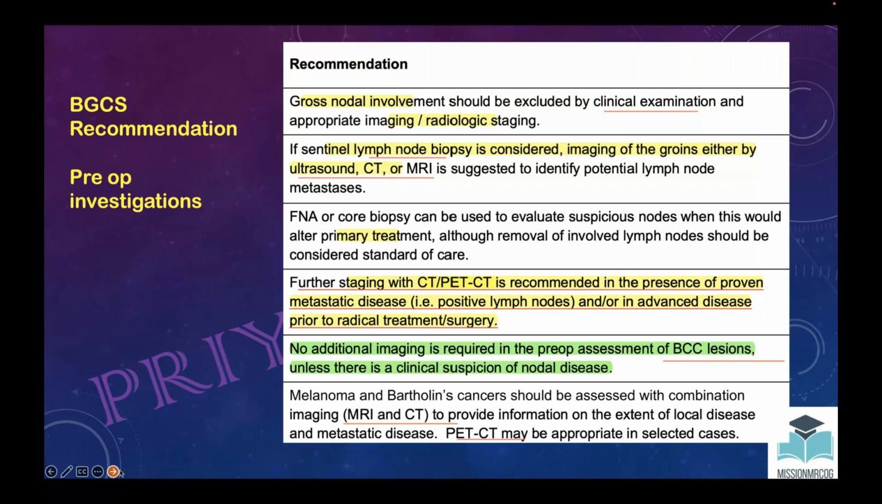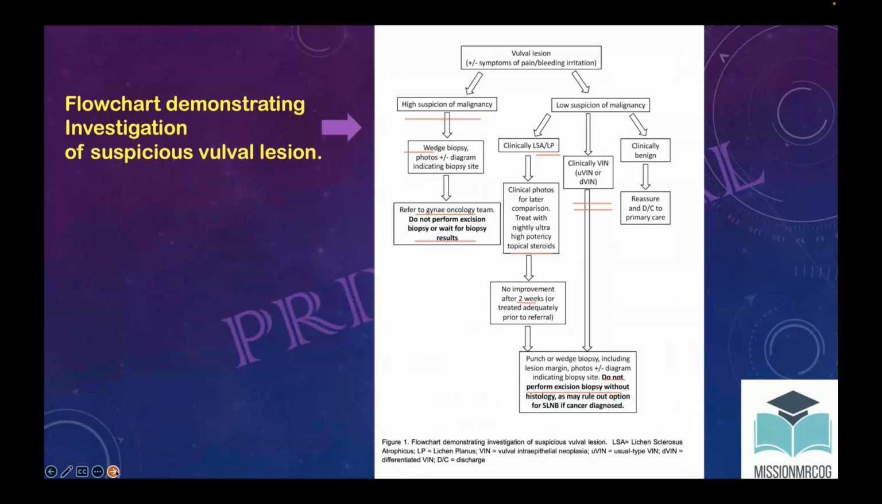Now this is very important, and that would help in the treatment also. Now, if the patient comes with symptoms like pain, bleeding, irritation, now they have created the pathways. On looking at the lesion, if there is low suspicion of malignancy, a clinically benign condition, then the patient can be discharged to primary care to be taken care of in the community.